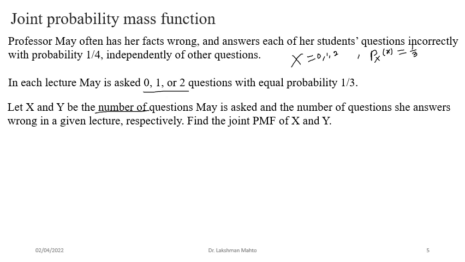Now we denote by Y the number of questions she answers wrong in a given lecture. If you are trying to find the value of Y, what are the possible values of Y? Would anyone like to suggest? What are the possible values of Y, I'm asking? Yes? Yeah, 0, 1, 2. Clearly there is a dependency of Y on X.